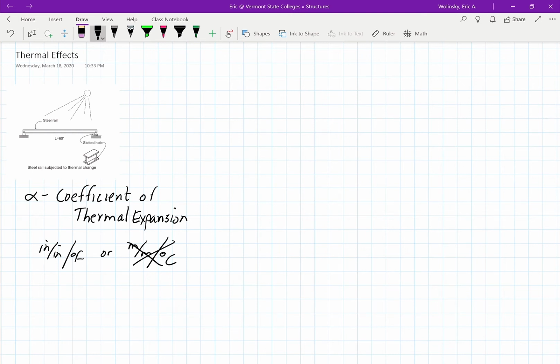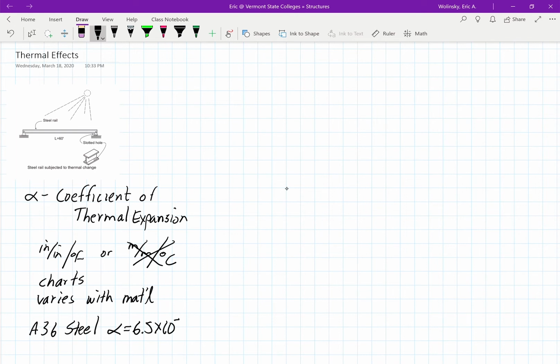Now, we can find this value in charts and graphs, in a textbook, online. It varies with material. Glass is one number, steel's another, different types of steel. What I can tell you is for A36 steel, the number alpha is 6.5 times 10 to the negative 6th inches per inch per degree F. A small number. You need a lot of change in temperature to get much of an action.